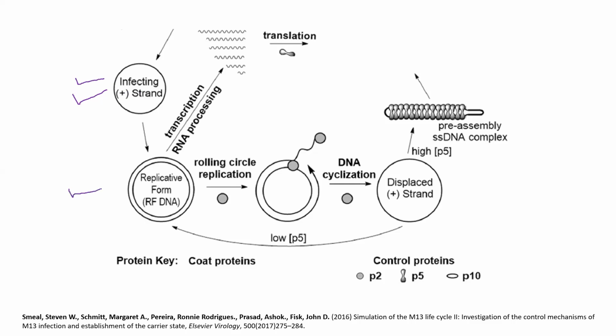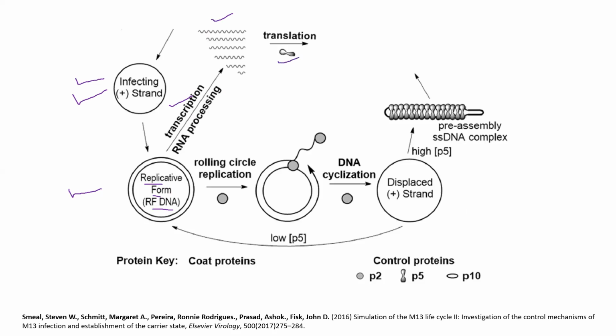And this double-stranded DNA, once it is made, is called the replicative form or RF DNA. It can also be called RF1, replicative form 1. After this double-stranded DNA is made, via the various promoters, transcription occurs, resulting in the mRNA molecules, and the RNA processing also takes place, followed by translation.